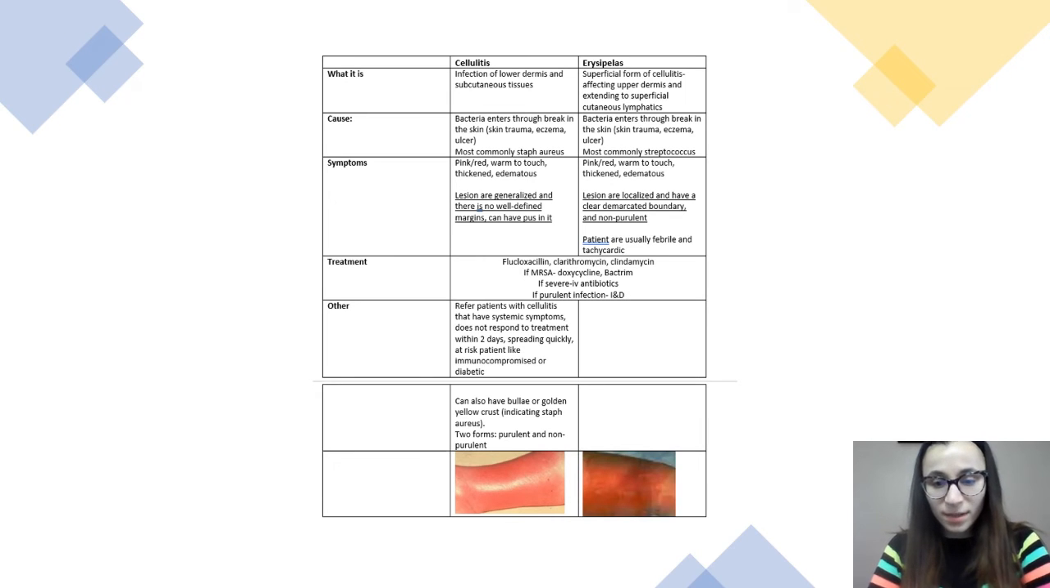Treatment could be clindamycin, etc. If it's MRSA, doxycycline or Bactrim. If it's severe, you want to give IV antibiotics, and if it's purulent, you might need to do an incision and drainage. If the patients are having systemic fevers, not responding to treatment within a few days, spreading very quickly, or are at risk, like immunocompromised, you want to send them to the emergency room for treatment. You could also have bullae or golden yellow crust indicating Staph aureus, the same one we see in impetigo. There are two forms, purulent and non-purulent.